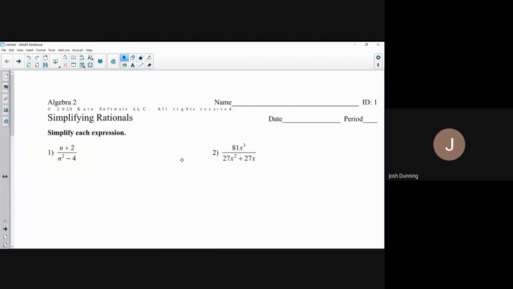Simplifying now, it says rationals. A rational number is a number that you can write as a fraction. Probably irrational is more familiar to you, like pi. Pi you can't write as a fraction.